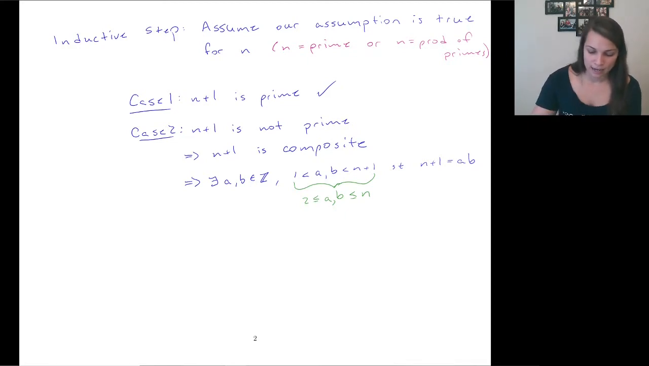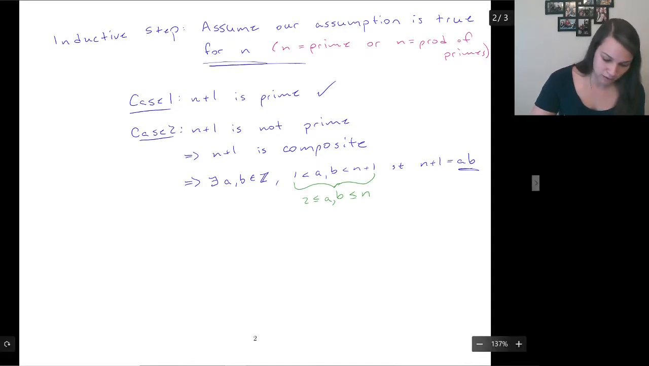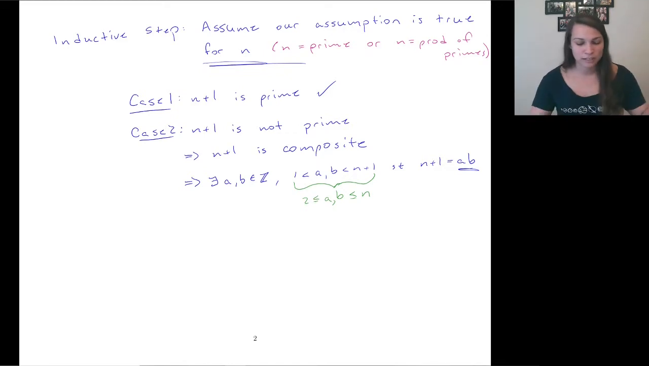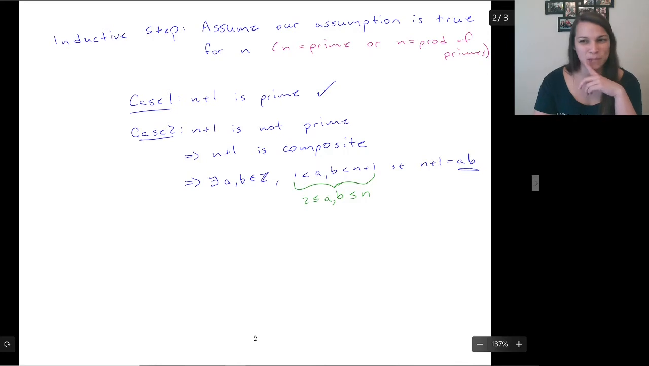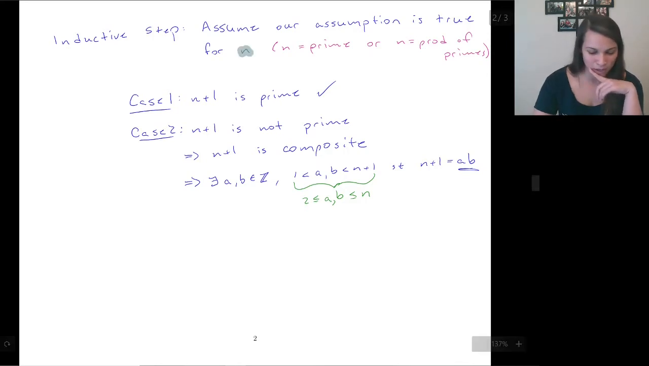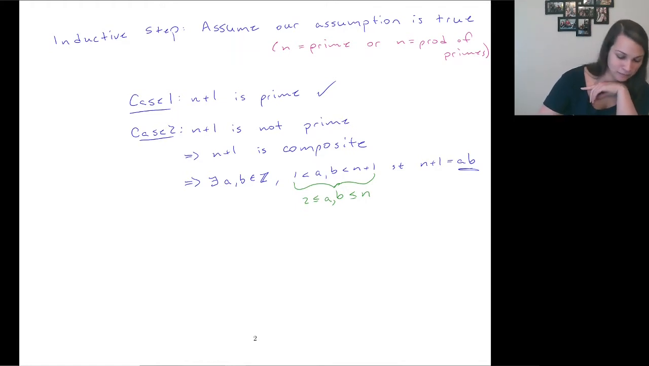So since we can say that n plus 1 is being written as these two numbers a and b, we know from our assumption that we can write these as products of primes. Let's track back to our assumption. We know that n can be written that way. So really, maybe I don't want to make this assumption only for n. Maybe I want to assume it for more than just n, that way I can use it for a and b.